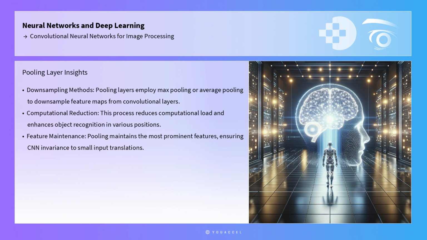Pooling layers follow, typically employing max pooling or average pooling methods to downsample the feature maps generated by the convolutional layers. This process not only reduces the computational load, but also enhances the model's ability to recognize objects in various positions within the image. The pooling operation maintains the most prominent features, ensuring that the CNN remains invariant to small translations of the input image, thereby improving the model's robustness and generalization capabilities.